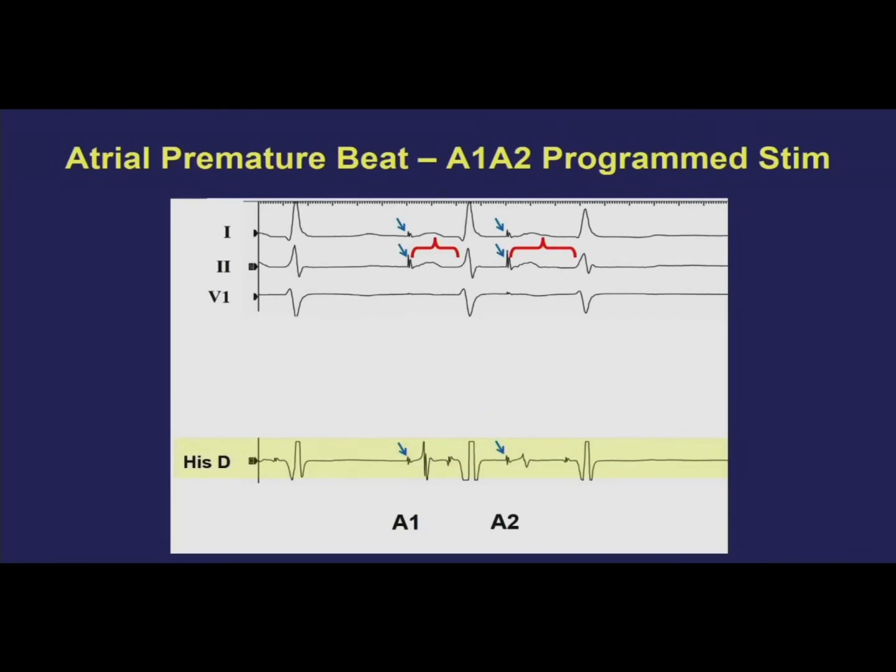Predictable? Yes, the AV node decrements. The faster you hit it, the slower it conducts. That's normal AV node behavior. Here, intracardiac, the equivalent of that, the AH prolonged on that A2 beat, just as you would suspect. The HV did not prolong because you can hit the His-Purkinje system as fast as you want. It conducts at the same speed. It does not have, in general, decremental properties.